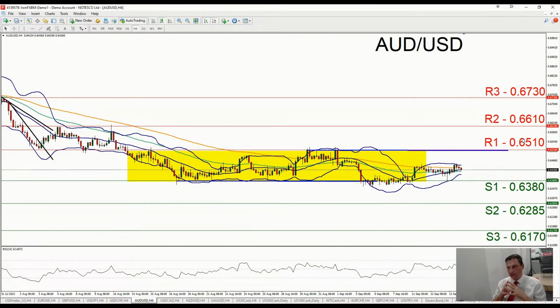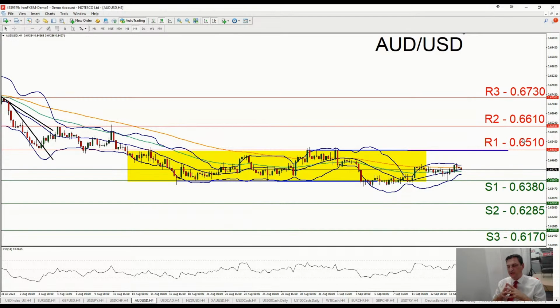Overall, though, on a technical level, we tend to maintain a bias for the sideways motion to continue between the S1 and the R1. For a bullish outlook, I would require the pair to rise and break the upper boundary of its current sideways motion, that would be the R1 0.6510, and start aiming for the R2 0.6610. On the other hand, should the bears take over, we would expect the price action to drop below the S1 0.6380 and start aiming for the S2 0.6285.